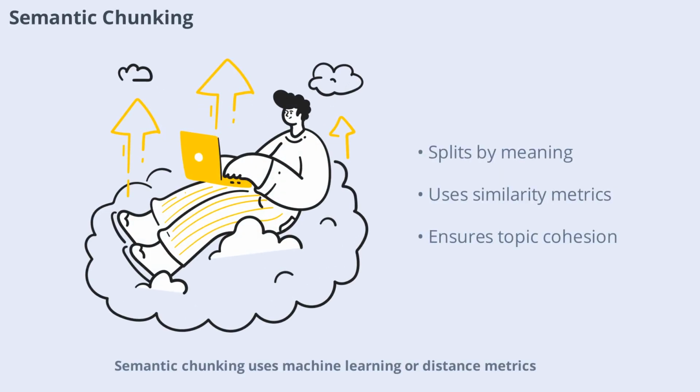Semantic chunking uses machine learning or distance metrics to find natural breakpoints in text based on meaning. It calculates the similarity between sentences and splits the text when the similarity drops below a threshold, indicating a topic shift. For example, a podcast transcript parser might split the text when the conversation moves from early childhood education to venture capital investing. This approach ensures that each chunk is topically cohesive.